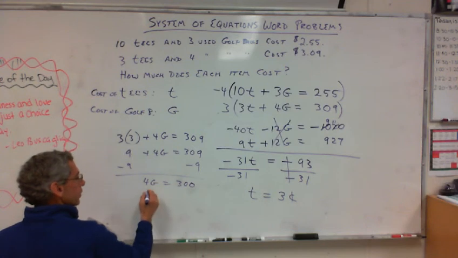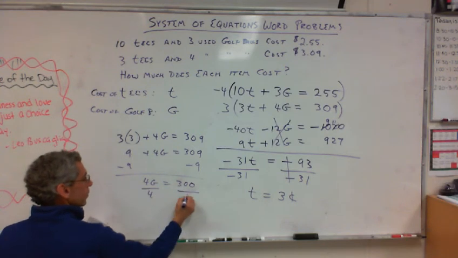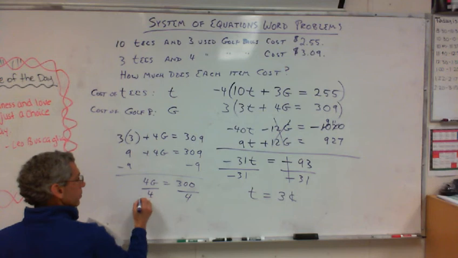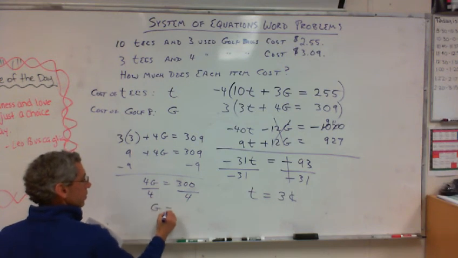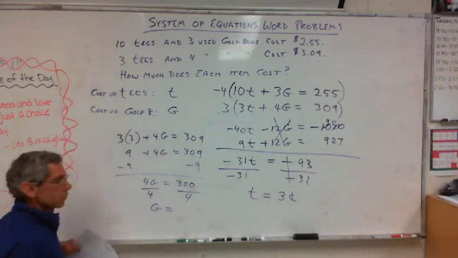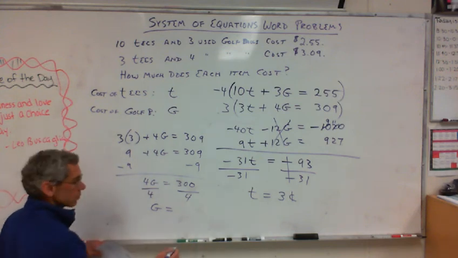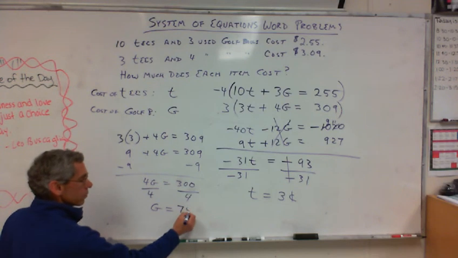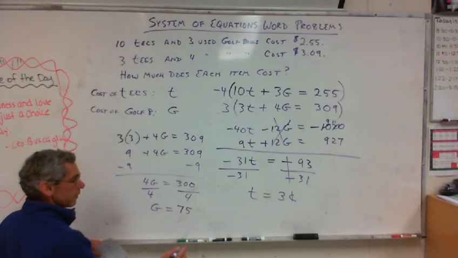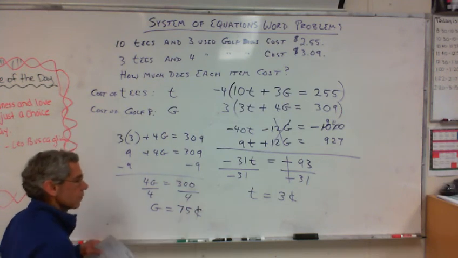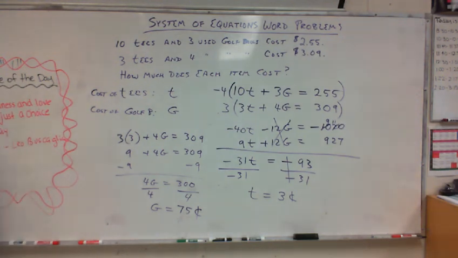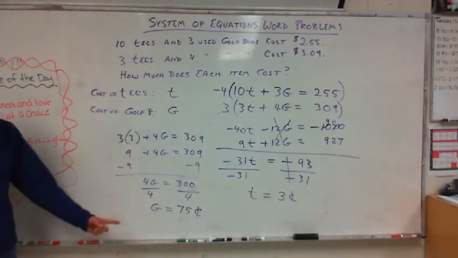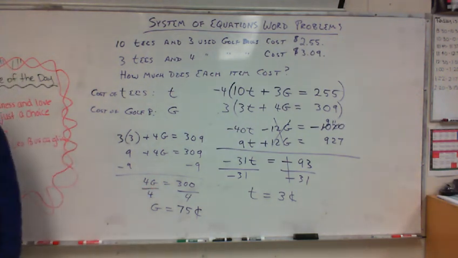That's not so bad. Half of 300 is 150. No, 4 goes into 100 25 times. So 4 goes into 300 75 times. Am I right? Is it 75 cents? Yeah, 75. It's 75 cents. So there we go. We know that the golf balls cost 75 cents. The tees cost 3 cents.